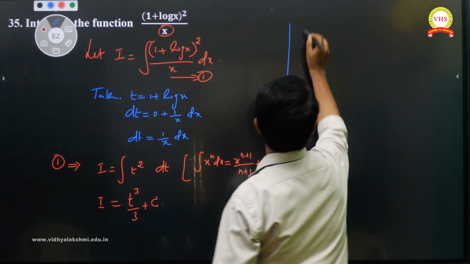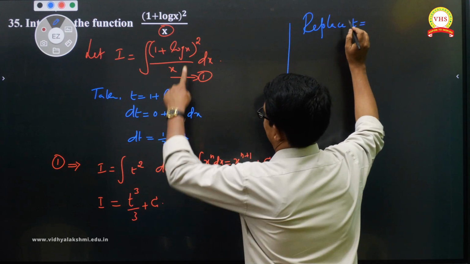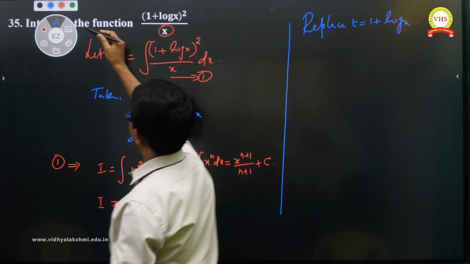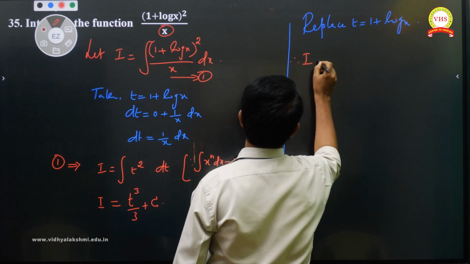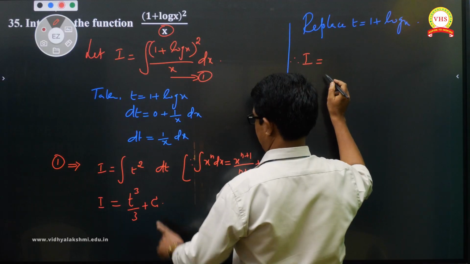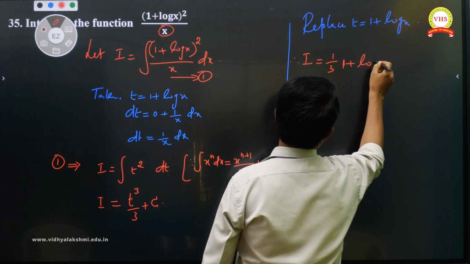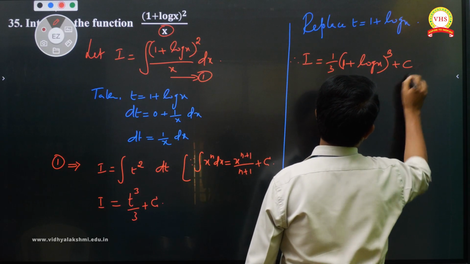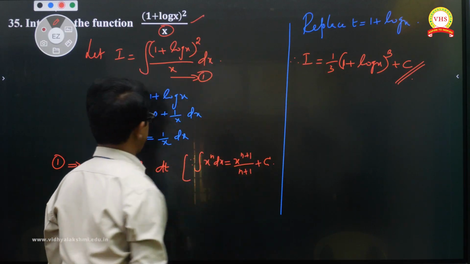Replace t, taking t as 1 plus log x. Now the integral becomes, what does I become? Therefore I equals 1 by 3 into (1 plus log x) whole cube plus c. That's it. This is the solution of the given function.